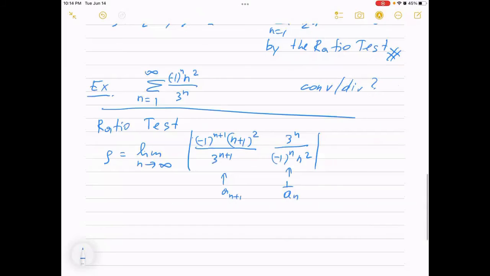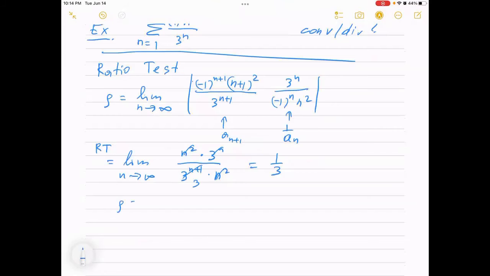Because we're taking the absolute value, we can take care of (-1)^(n+1) and (-1)^n, because their absolute values become just ones and will just disappear. I will also use the rule of thumb: (n+1)^2 is as good as n^2, the high power dominates. So we have 3^n divided by 3^(n+1) multiplied by n^2. Do some algebra here, and at the end we should get 1/3. So we get rho equals 1/3.